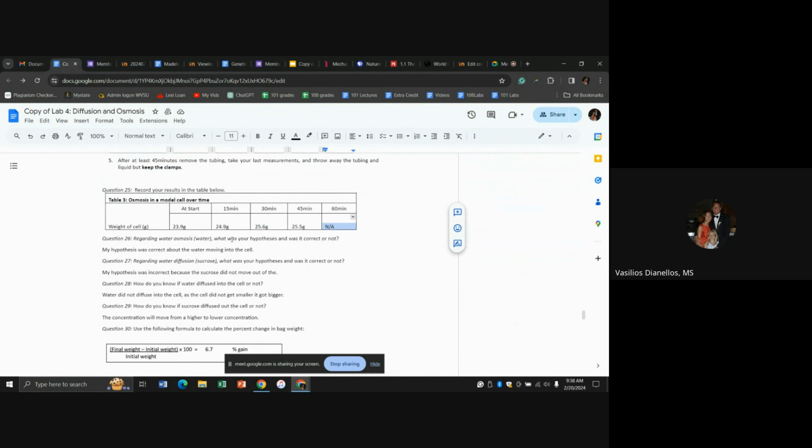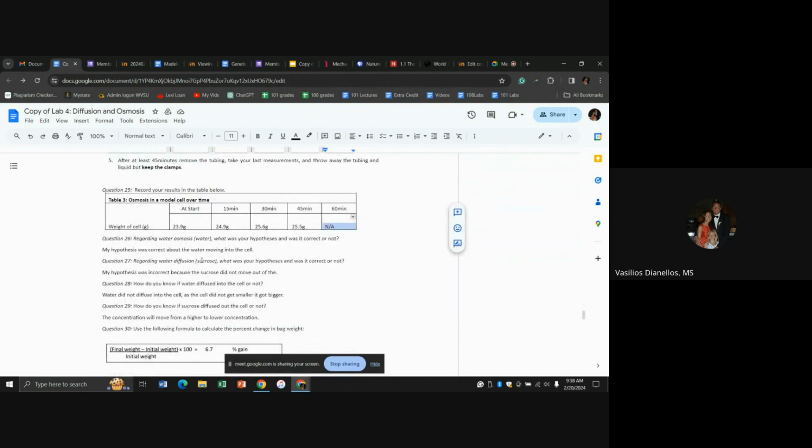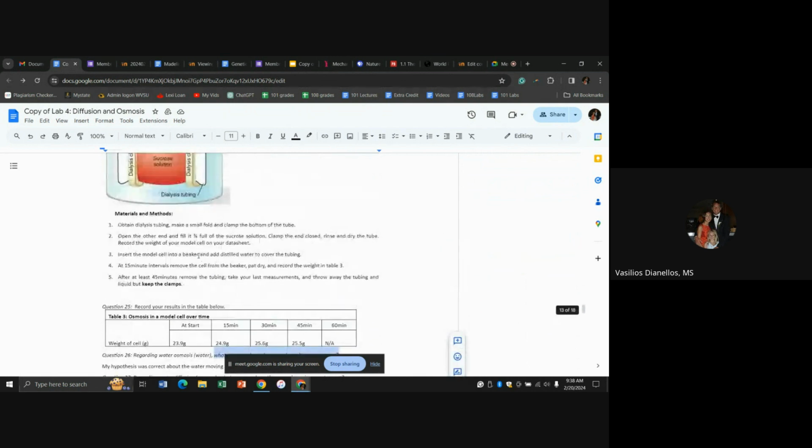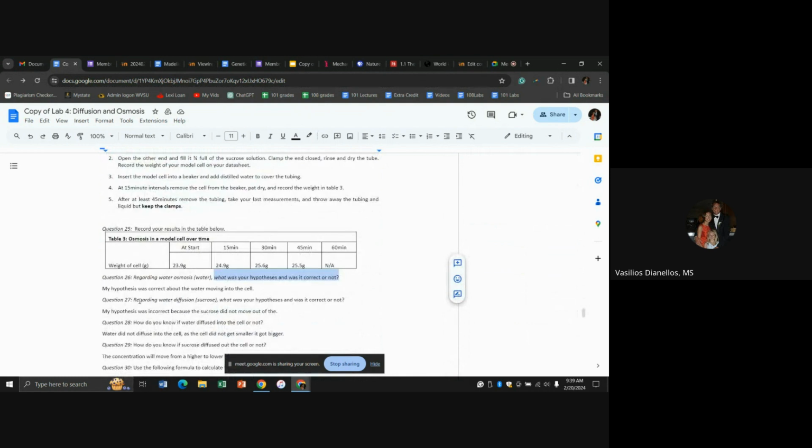What was your hypothesis and was it correct? My hypothesis was correct about water moving into the cell. So, well, I'm going to at least take half a point off of this because it says, what was your hypothesis and was it correct or not, right? So you just said your hypothesis was correct. So now I have to go up and reread it and see what your hypothesis was. So let's take a look at this. Water will move into the cell. All right. So good. But anyway, you do have to miss half a point for this.